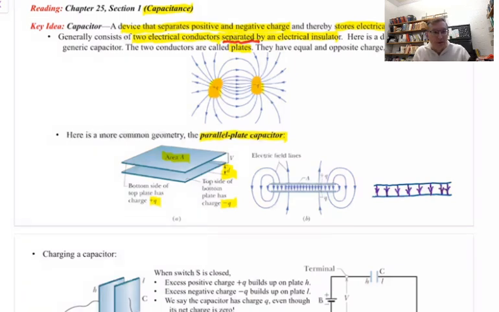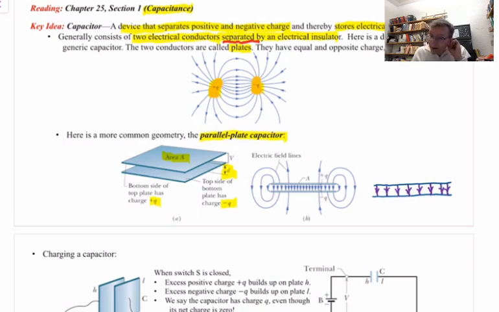Okay, I'm back. And there you can see that I've drawn the two plates over on the side, and I've just drawn nice uniform electric field lines pointing away from the positively charged plate and towards the negatively charged plate, and we ignore all that complicated stuff on the edges. That's how we're going to think about the electric field between these plates.